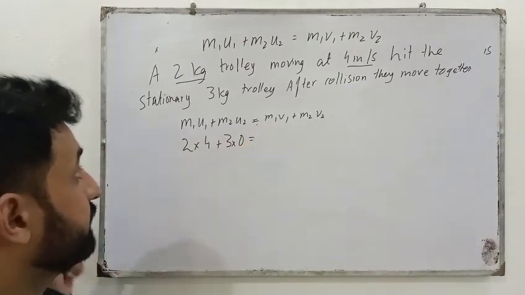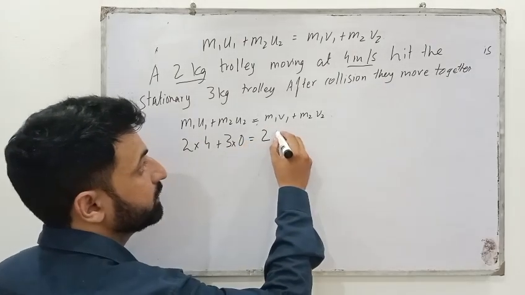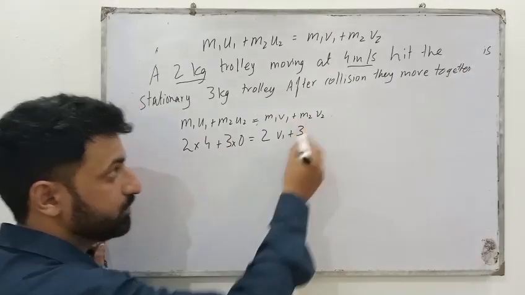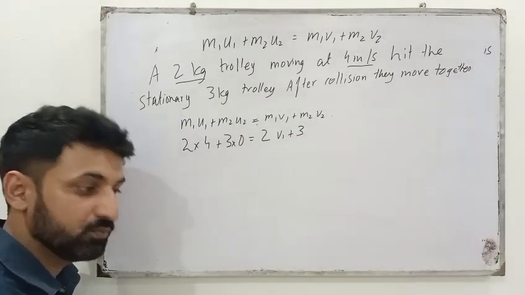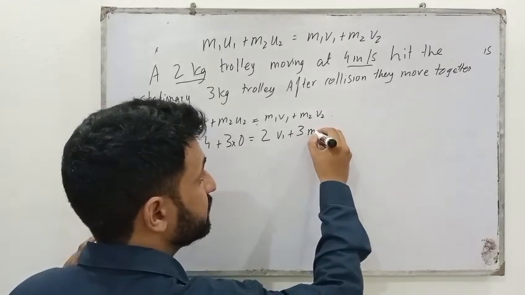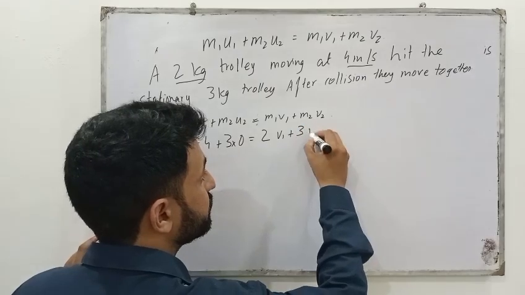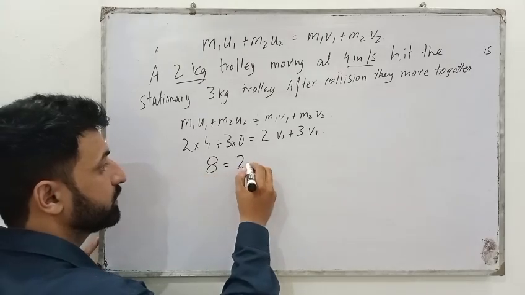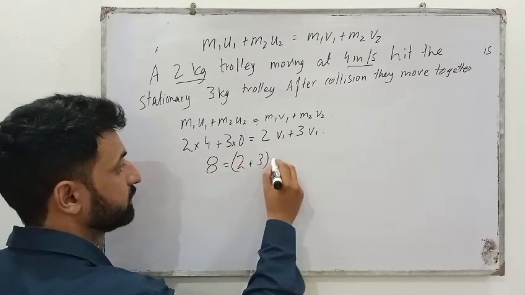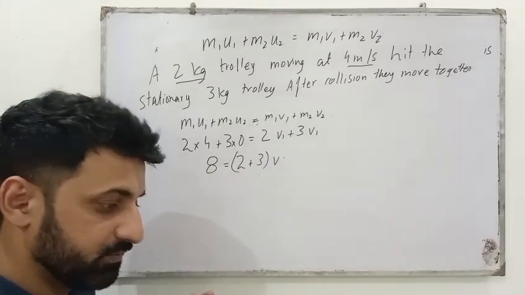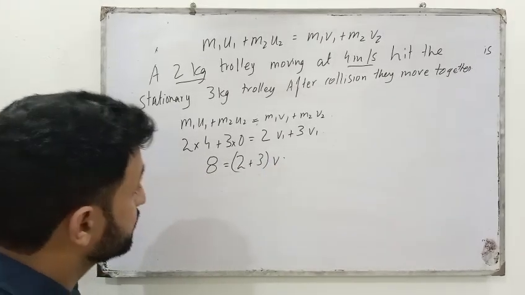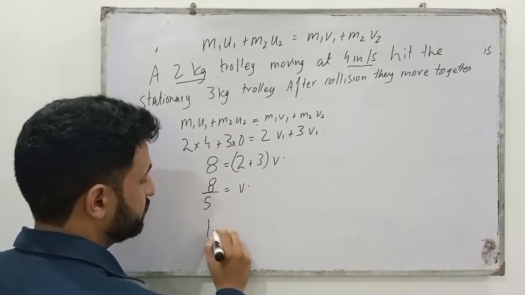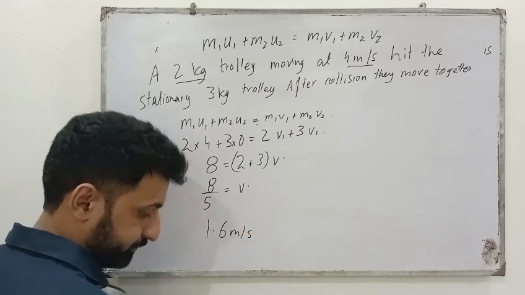Now m1 here is 2 kg, v1 plus m2 is 3 kg. Now v2 and v1 are equal. Why? Because they are moving together. So that would also be v1. So we will multiply, that would be 8. 8 is equal to 2 plus 3 times the final velocity, because both the objects after the impact are moving together. So that would be equal to 8 divided by 5, that is equal to 1.6 meter per second.